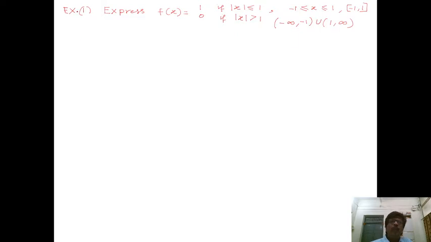Now we want to express this particular type of function as a Fourier integral, and hence thereby we shall evaluate integral 0 to infinity sine of lambda into cos of lambda x upon lambda d lambda.